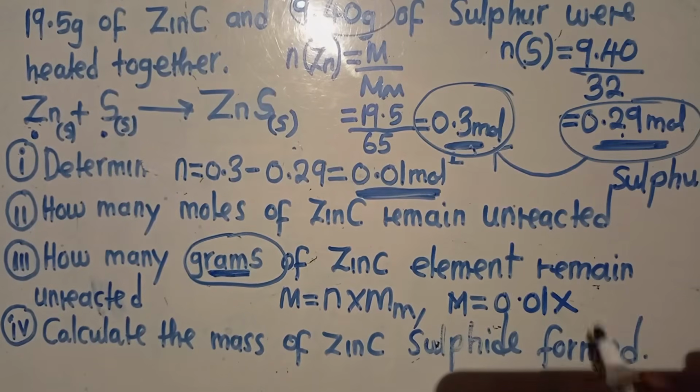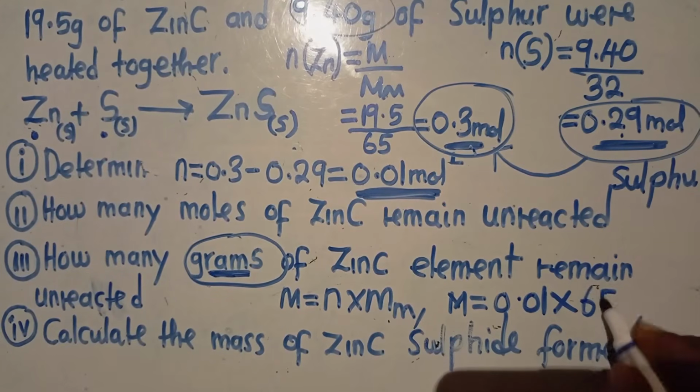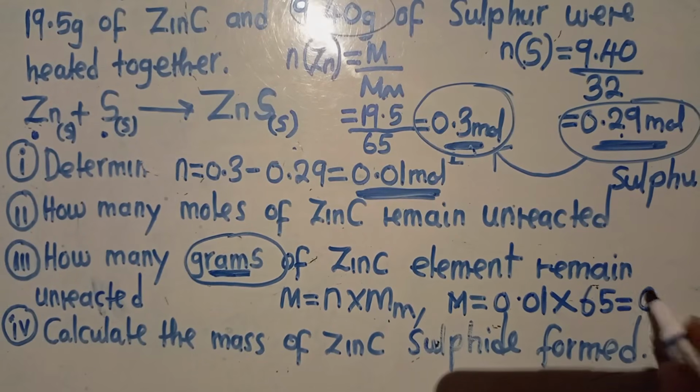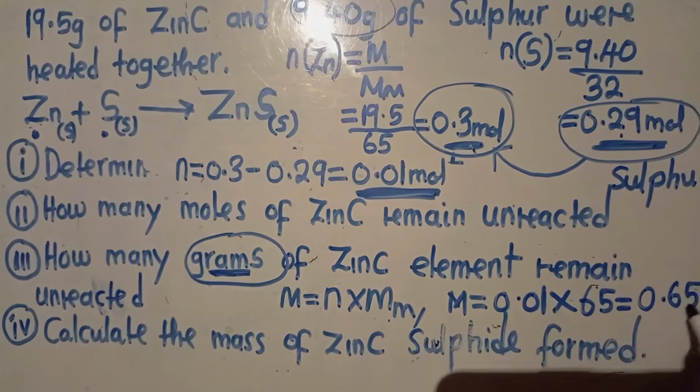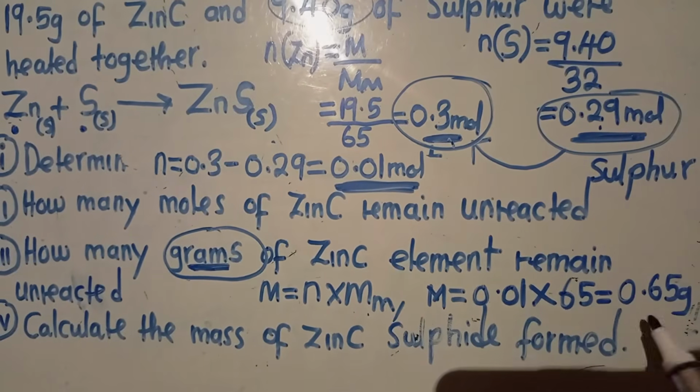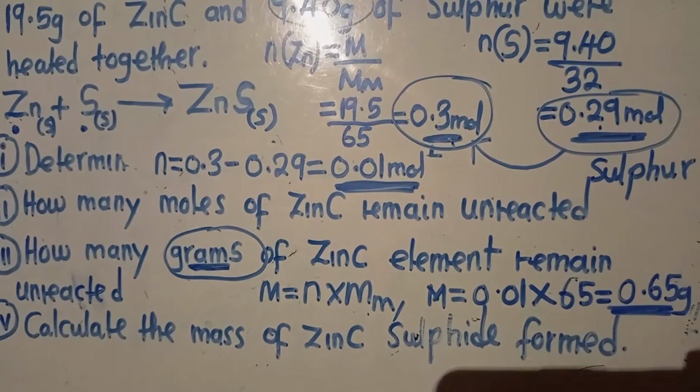So 0.01 times molar mass. What is the molar mass now? What molar mass am I going to use here? Molar mass of zinc. What is the molar mass of zinc? You know that it is 65. So when you multiply there, what answer are you going to get? 0.01 times 65. The answer we are going to get is 0.65 grams. So that is the answer. Hope you are able to see what I'm doing here.